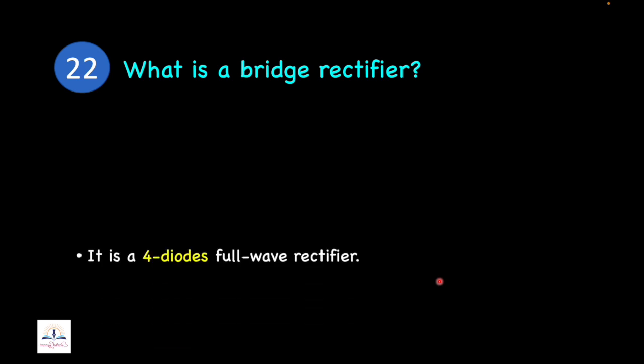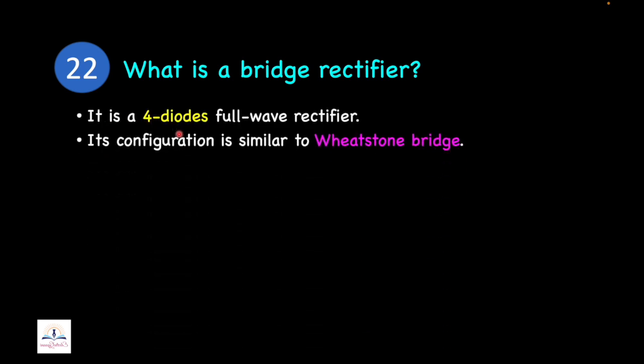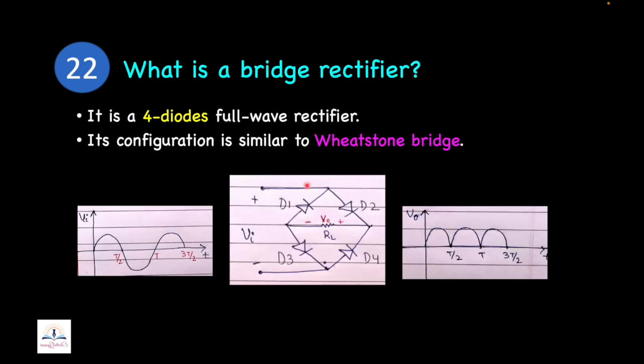What is a bridge rectifier? It is a 4-diode full wave rectifier, and its configuration is similar to a Wheatstone bridge. So this is the bridge rectifier. As we have seen in the center tapped full wave rectifier, the same output we will get in the bridge rectifier. The diode connections are very important, so please note it down carefully.